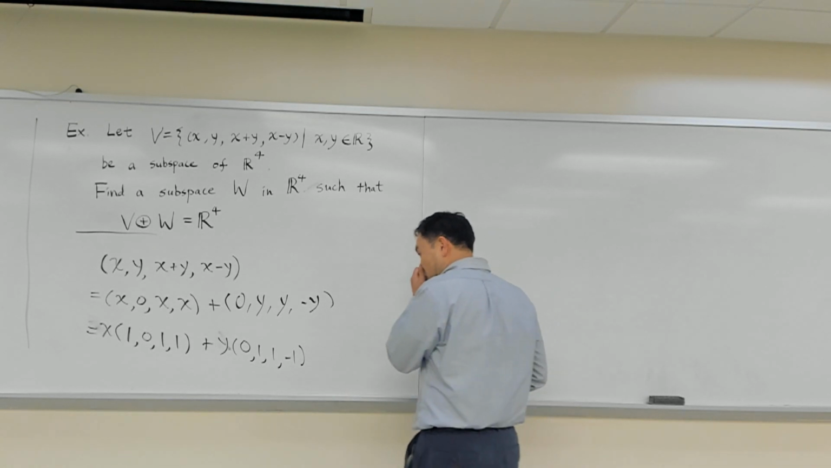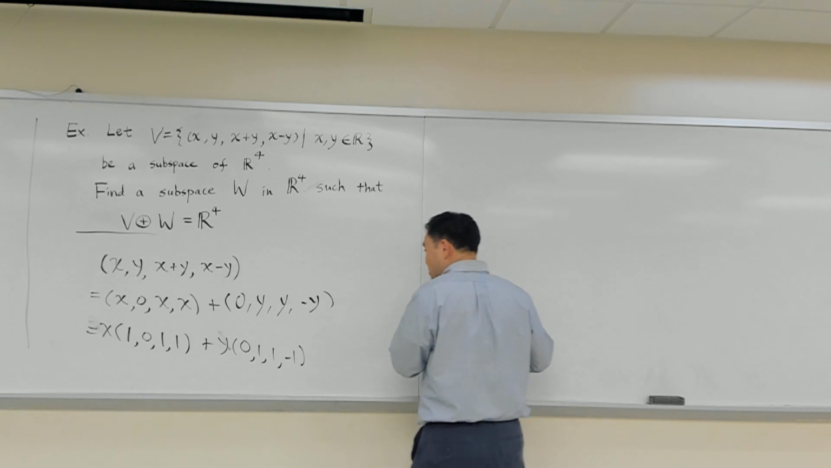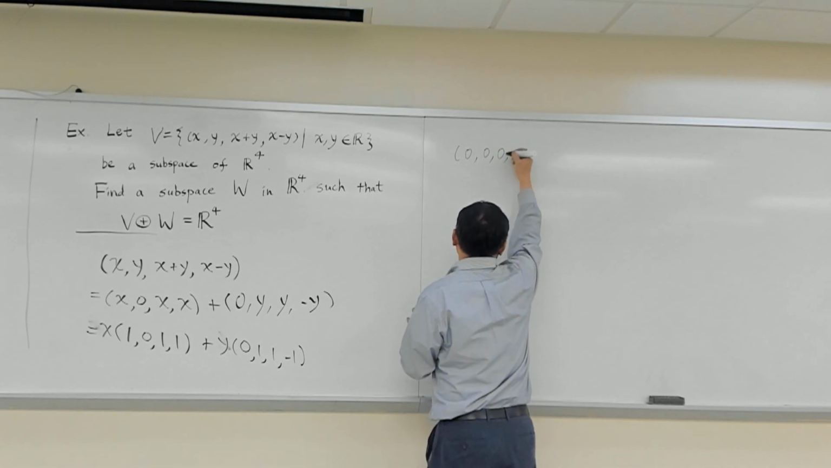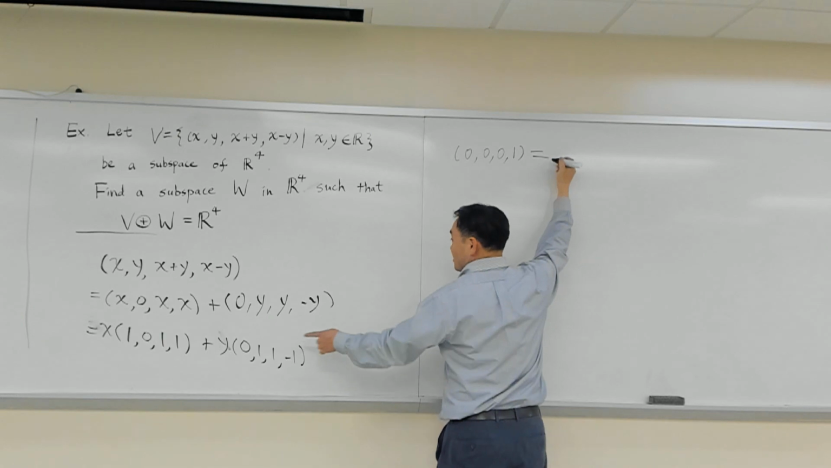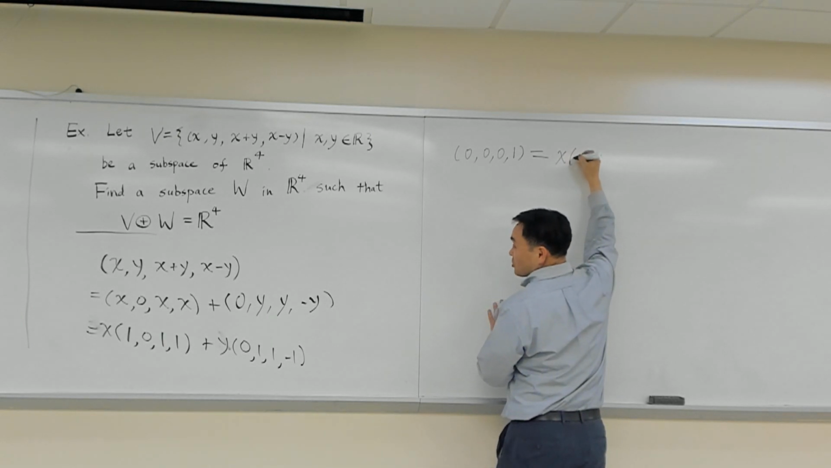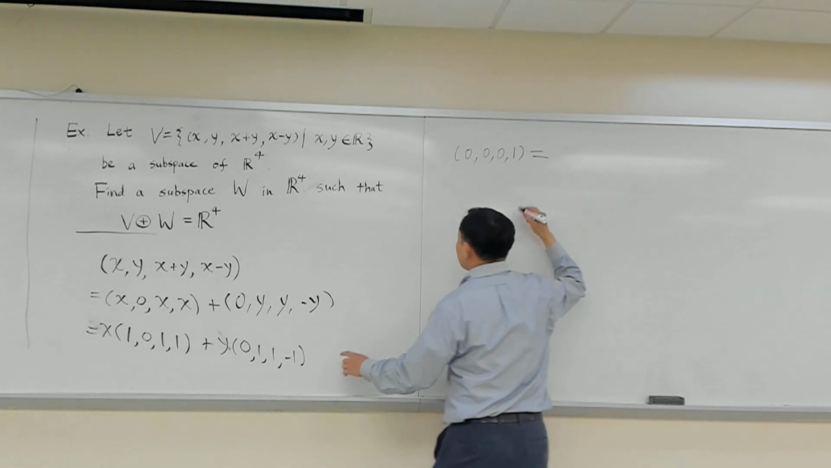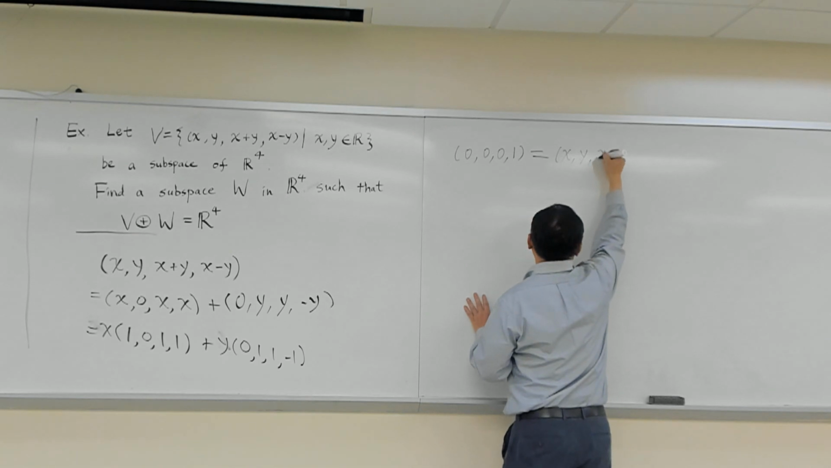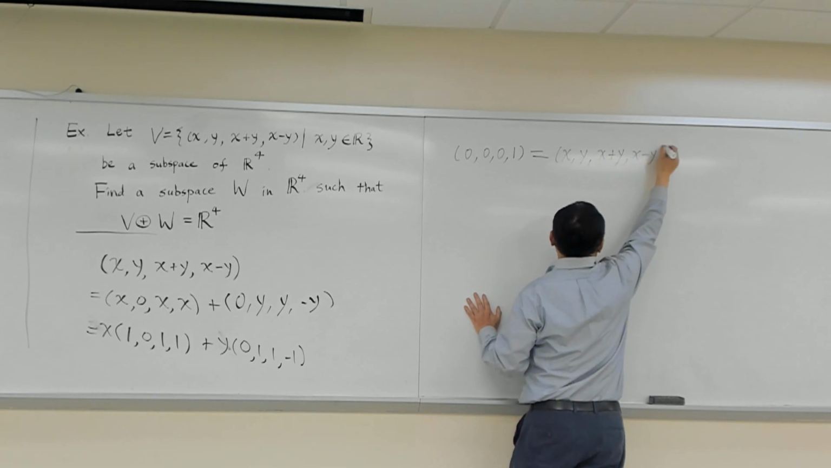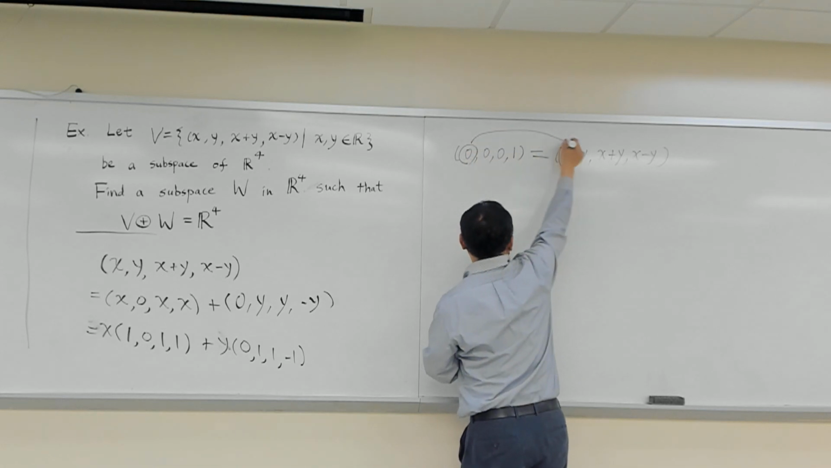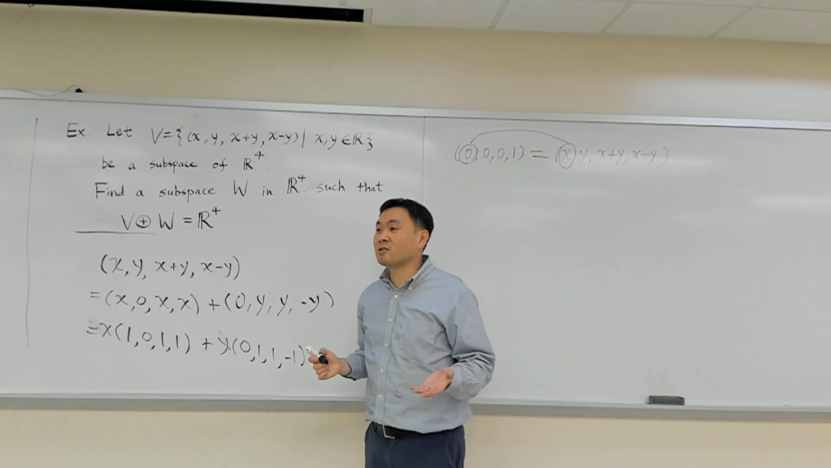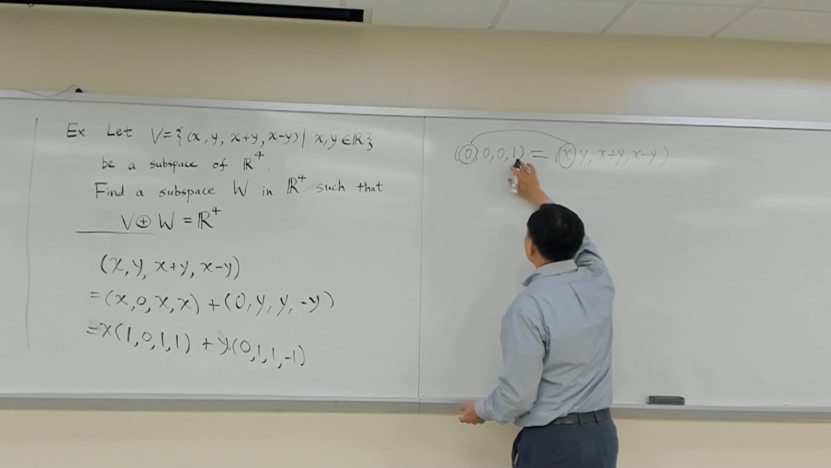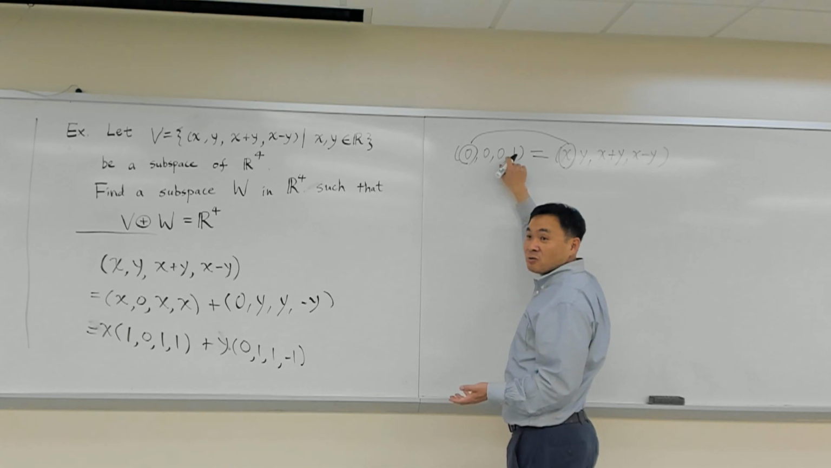So let me try to convince you of that. For example, I claim that 0, 0, 0, 1 is not in that span. Let's say it is. Well, if this is in that span, it has to equal this. Now, the first coordinates being equal forces x to be 0, and then y has to be 0 as well. Then if you set x and y to be 0, can it equal 1? No. There's no way to do that, right?